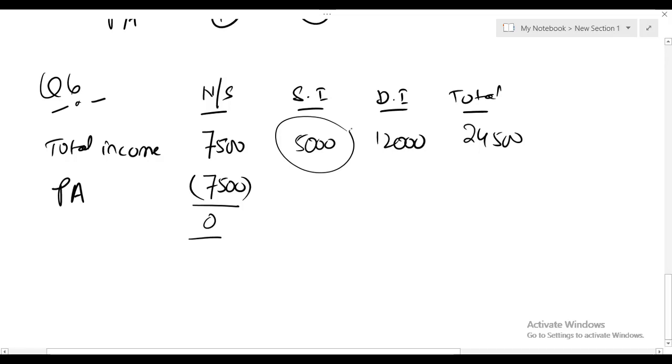So by deducting personal allowance from saving income, we are not going to save any tax. It is highly advisable that whenever the entire saving income falls in a starting rate band, you do not deduct the personal allowance from saving income. Then you deduct the personal allowance from dividend income. The remaining personal allowance, 12,500 less 7,500, should be deducted from dividend income, not saving income.